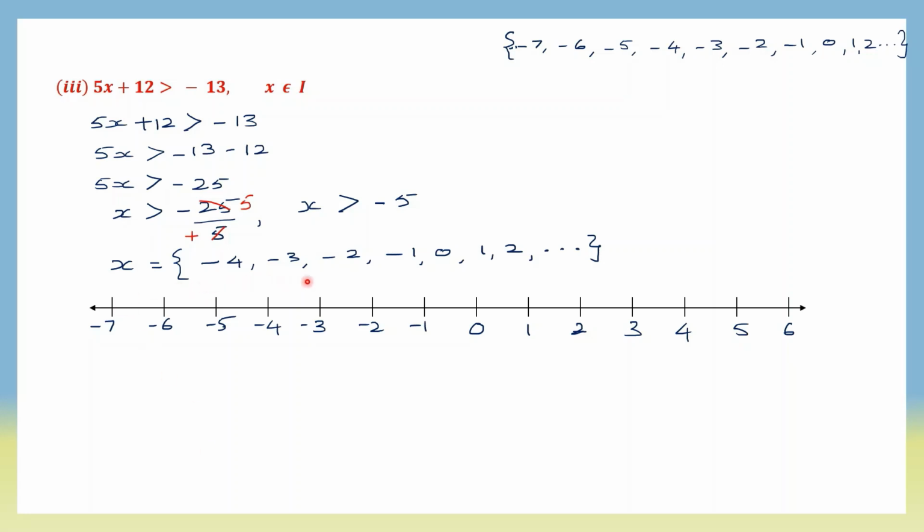We are going to represent all these numbers on the number line. So let's start with minus 4. You can draw a dot there or highlight it in some way. Minus 4, minus 3, minus 2, minus 1. Then we have 0, 1, 2, 3, 4, 5 and 6. And this goes on. It doesn't end here, it goes on and on. So we have shown our solution set on the number line.